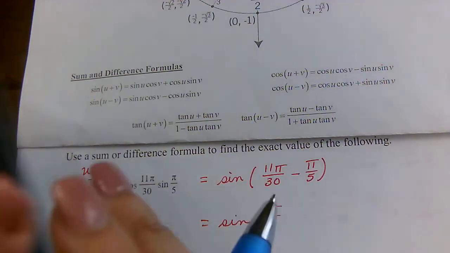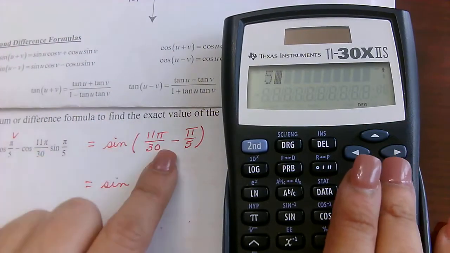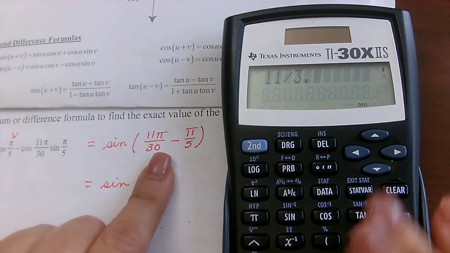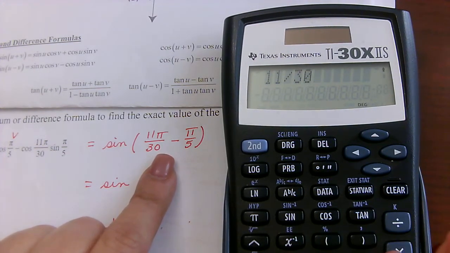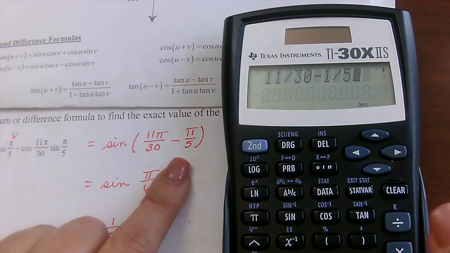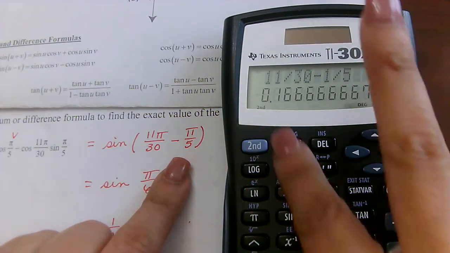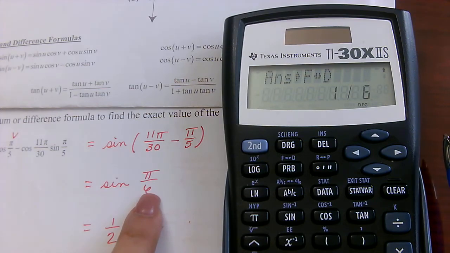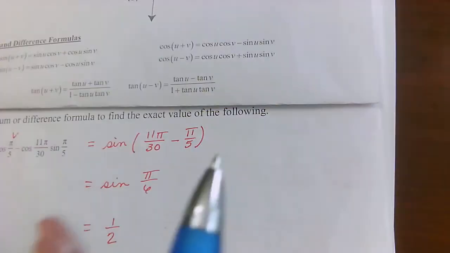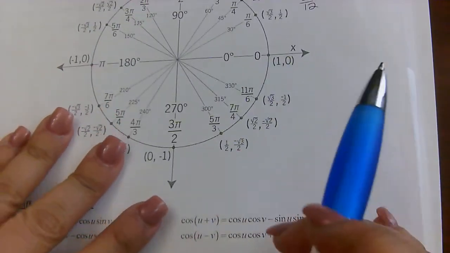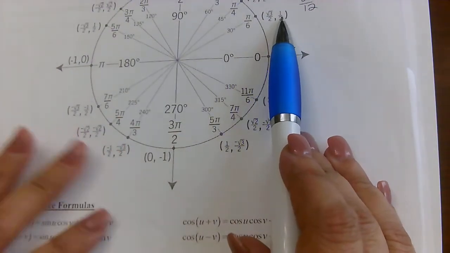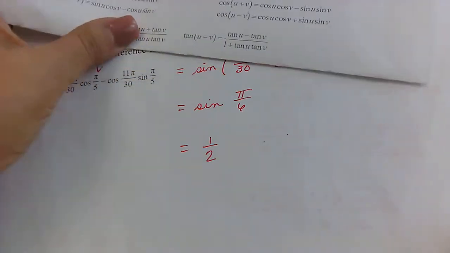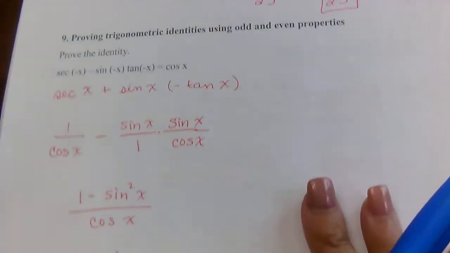Use the calculator in this case to find what the answer is. All I'm going to do is use the fractions. So 11 over 30 minus 1 over 5. Okay. Second PRB, that gets me pi over 6. Use that unit circle, pi over 6, sine, that's going to be 1/2, and here's my answer. Okay. All right, number 8.